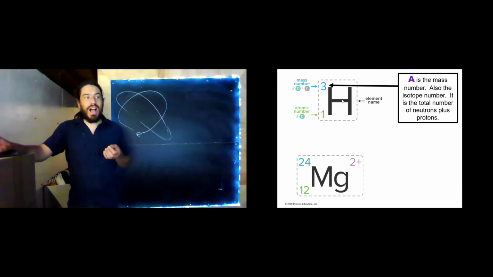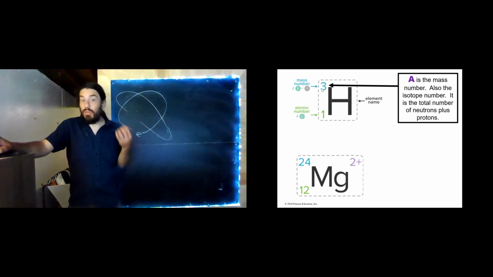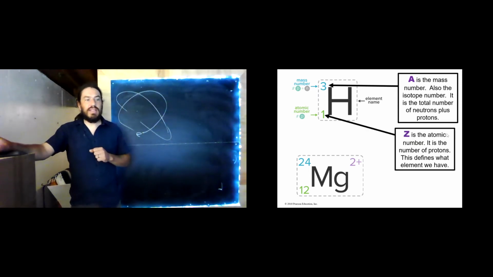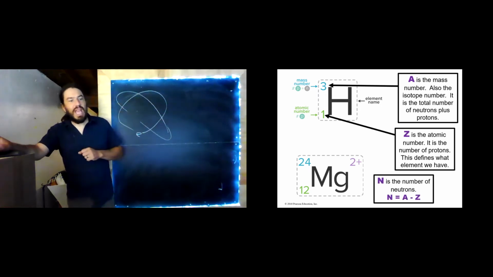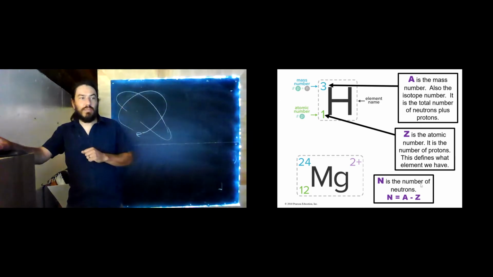So this would be hydrogen-3 is what's described here, and that would be its isotope number, also known as its mass number. Total number of neutrons plus protons. Z is the atomic number, also the number of protons. We use Z for that. And N is the total number of neutrons, which of course must be the mass number minus the number of protons. Occasionally, if we have an ion, we'll put the charge up here.